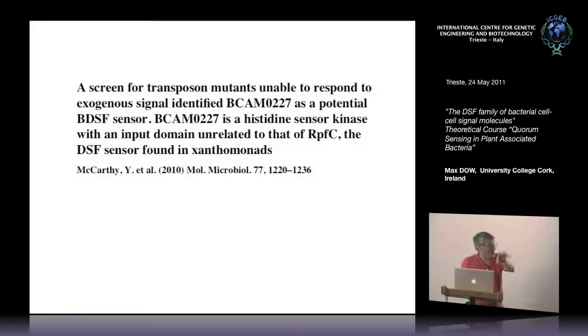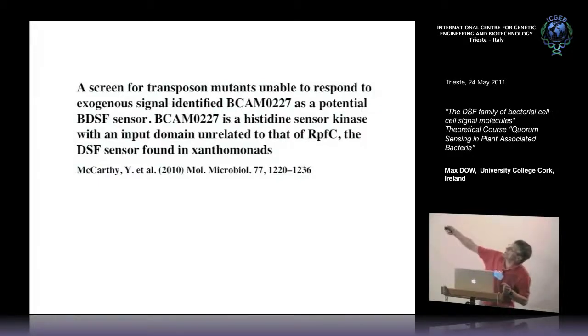If you add DSF or BDSF back, this gene comes back on again. You can measure the light. What you can do then is make mutations with transposable elements and look for transposons that make this system non-responsive to exogenous BDSF. And when we did this, we found a number of genes that affected that.